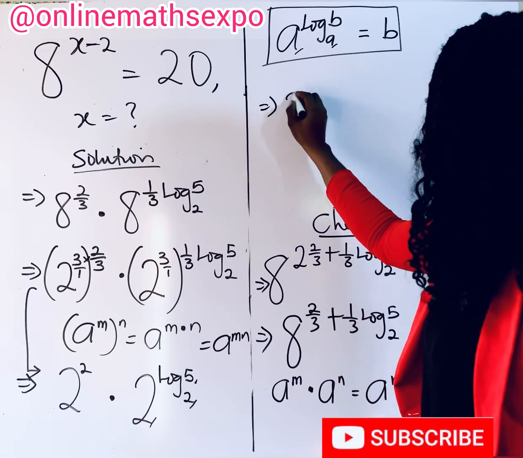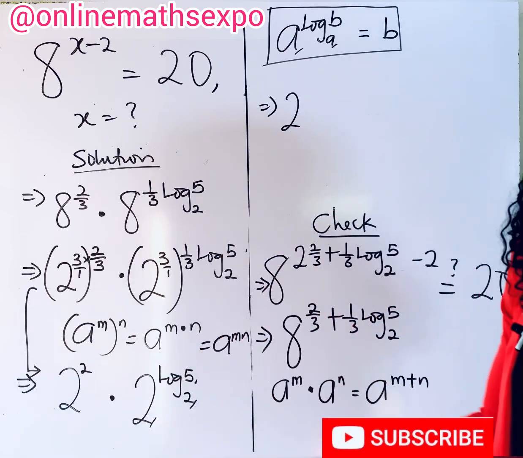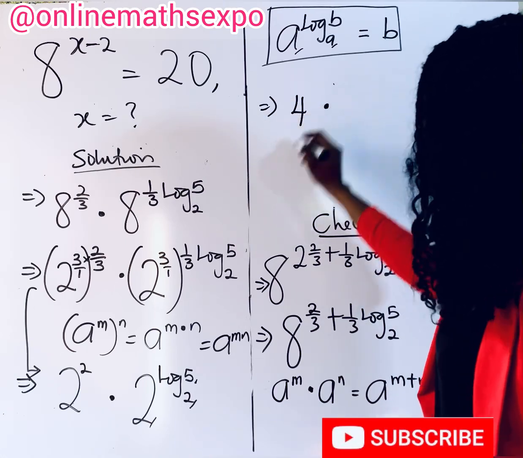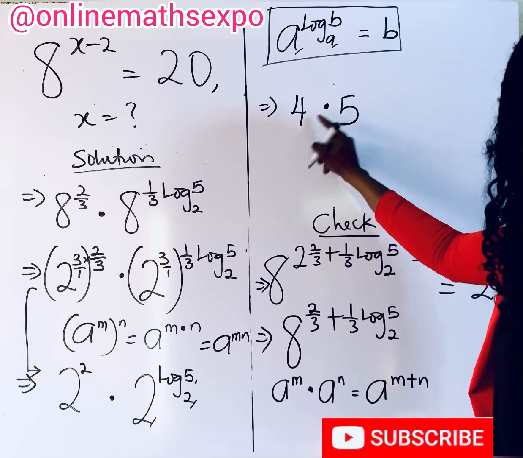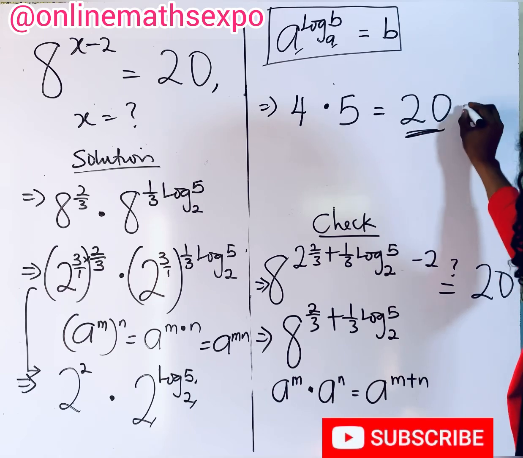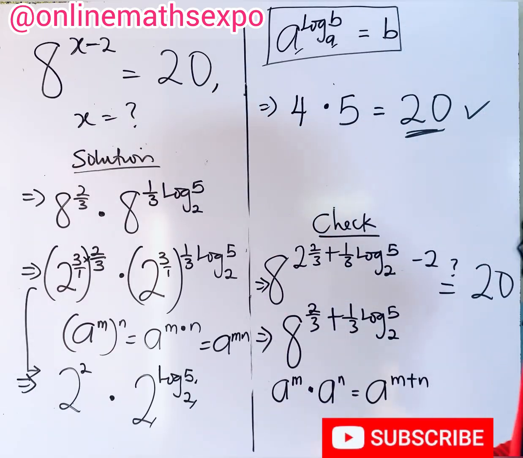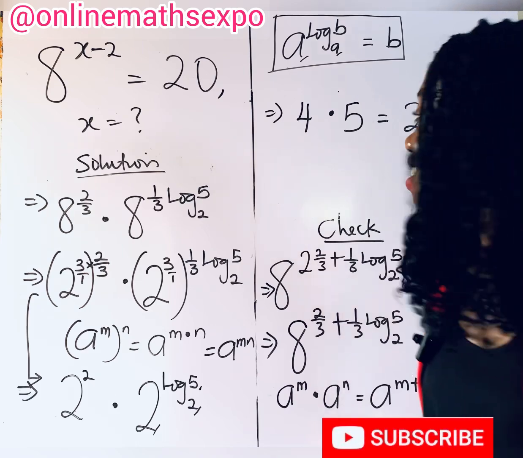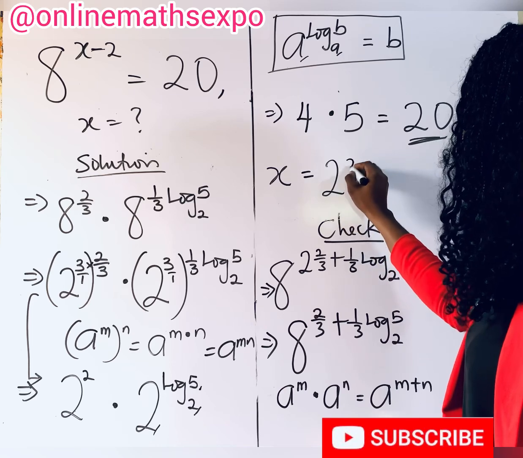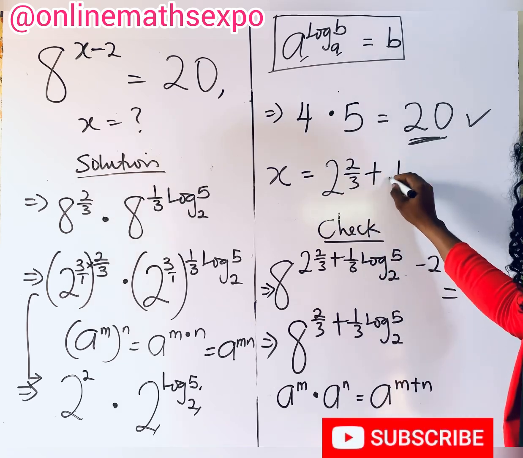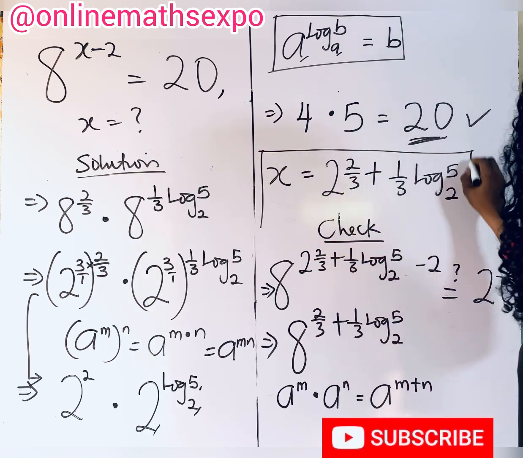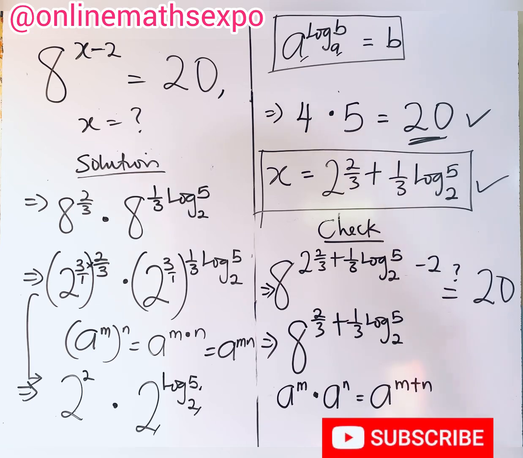So we are going to have 2 to the power of 2, which is 2 multiplied 2 times, and it will give us 4. So we have 4 multiplied by 5, okay? And when you multiply 4 by 5, it gives you what? 20. And 20 is what we have at the right side. So what does it mean? It means that our answer, which is x equal to 2 and 2/3 plus 1/3 of log of 5 base 2, is correct.